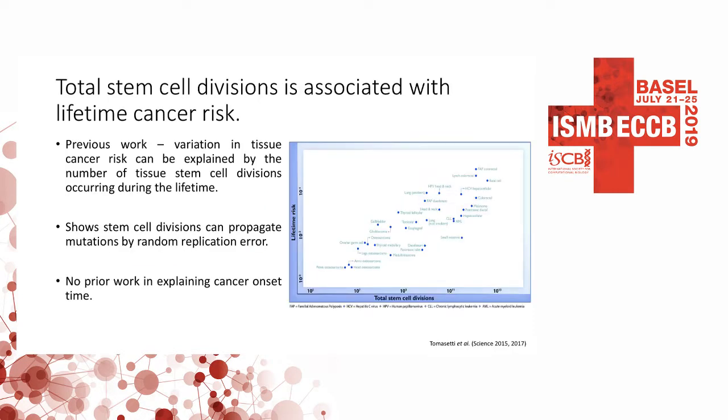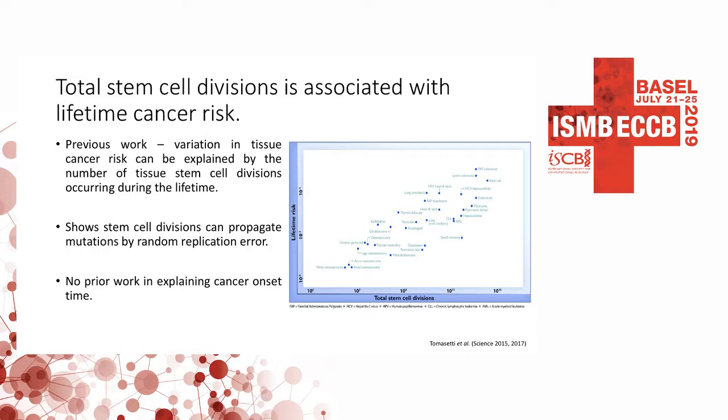Now, some of the prior work in this field: there have been a couple of papers by Tomasetti and Vogelstein in 2015 and 2017 in Science, where they showed that the total number of stem cell divisions in a tissue can explain lifetime cancer risk. In this plot, the x-axis is total number of stem cell divisions, the y-axis is lifetime cancer risk, and these show a pretty strong positive correlation, and these are the different cancers.